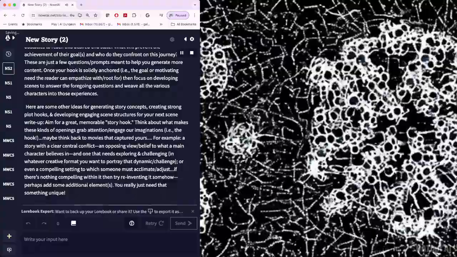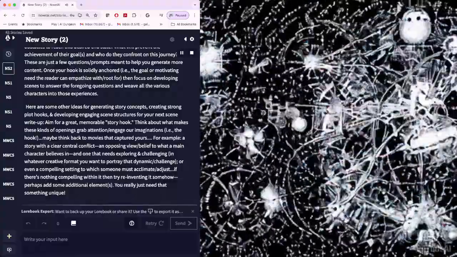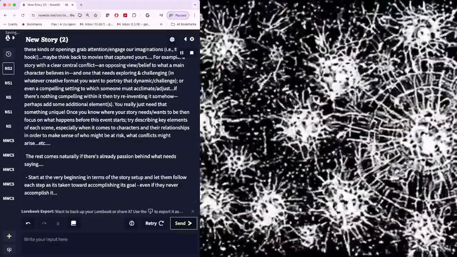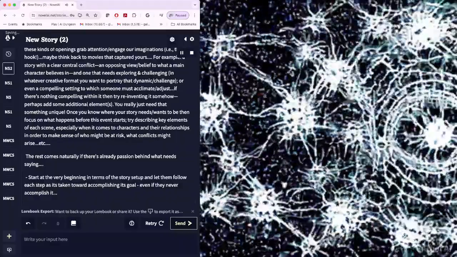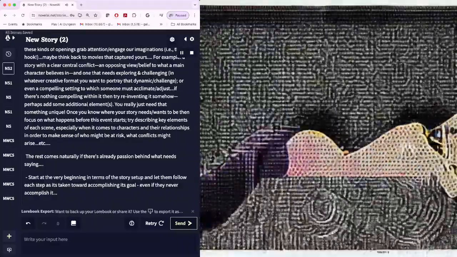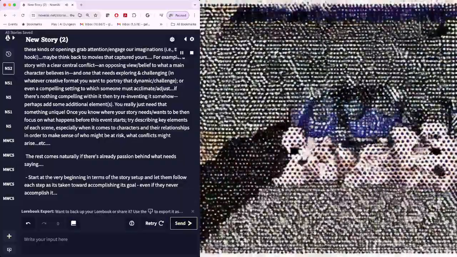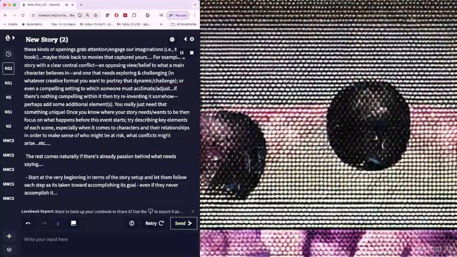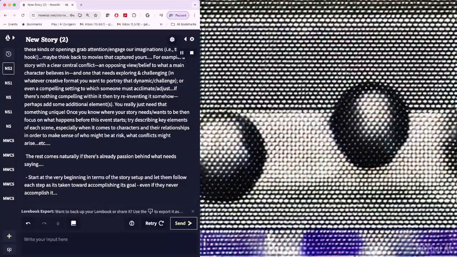Here are some other ideas for generating story concepts, creating strong plot hooks, and developing engaging scene structures for your next scene write-up. Aim for a great, memorable story hook. Think about what makes these kinds of openings grab attention/engage our imaginations, i.e. the hook. Maybe think back to movies that captured yours.